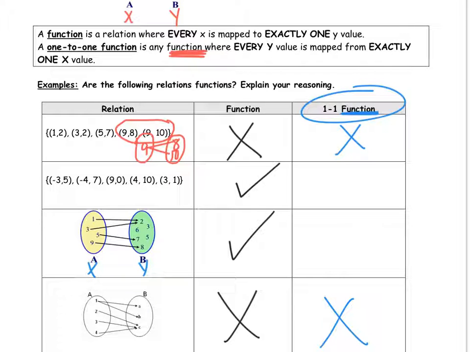That's not good. That means it's not a one-to-one function. So we're going to put a no for this guy. So let's look at it as a relation. We said it was a function going this way.